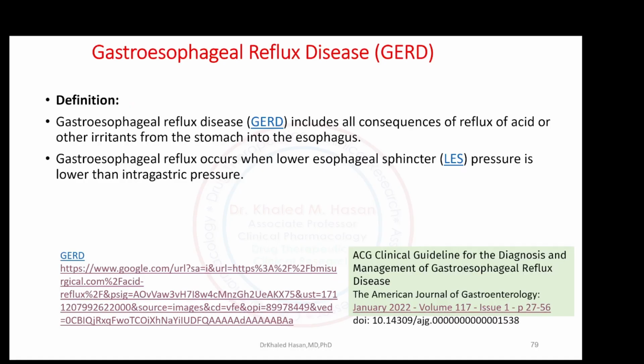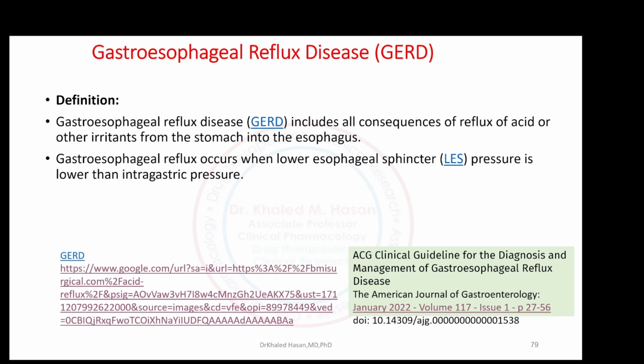Okay, starting with the definition of gastroesophageal reflux disease. Gastroesophageal reflux disease, which has another name, GERD, includes all consequences of reflux of acid or other irritant from the stomach into the esophagus. So any acid or liquid or any substances returning from the stomach to the esophagus may be considered reflux or GERD.